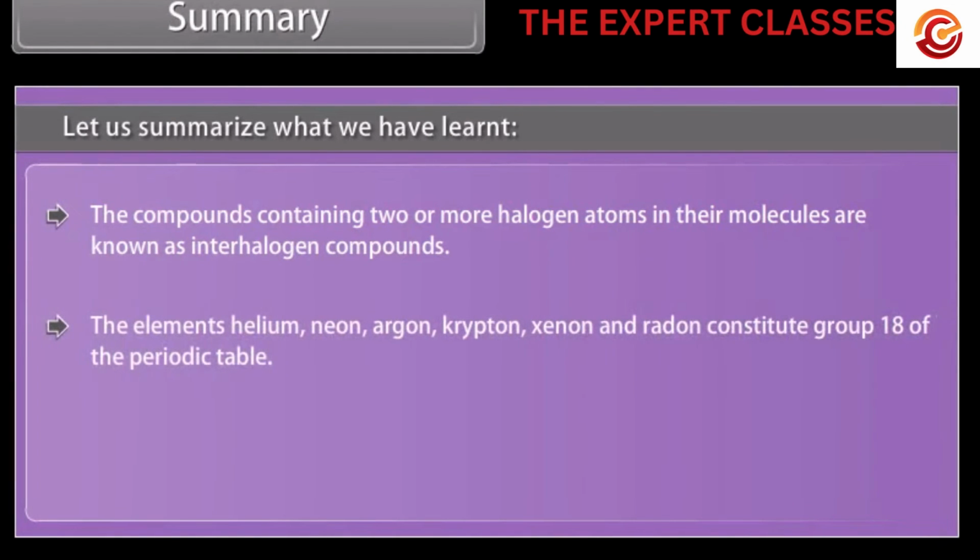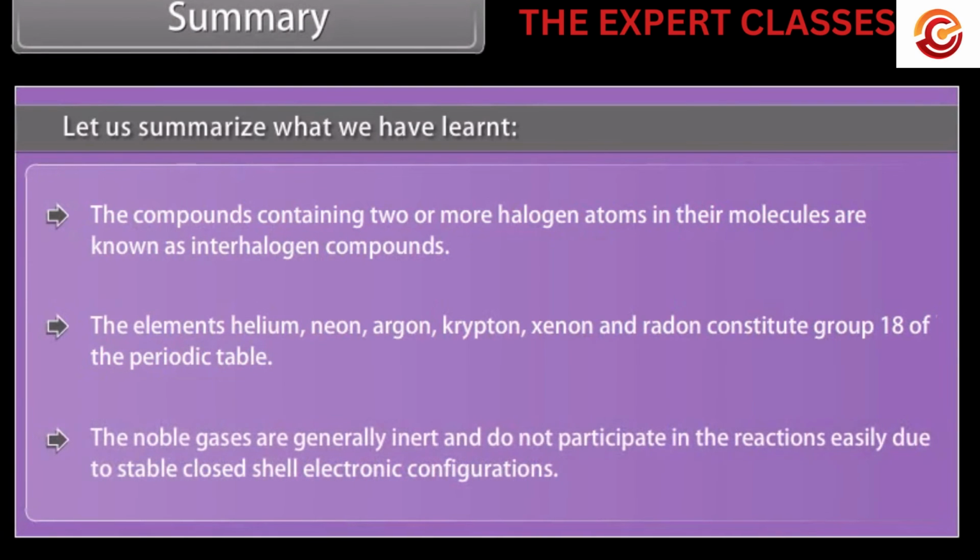The elements helium, neon, argon, krypton, xenon and radon constitute group 18 of the periodic table. The noble gases are generally inert and do not participate in reactions easily due to stable closed-shell electronic configurations.